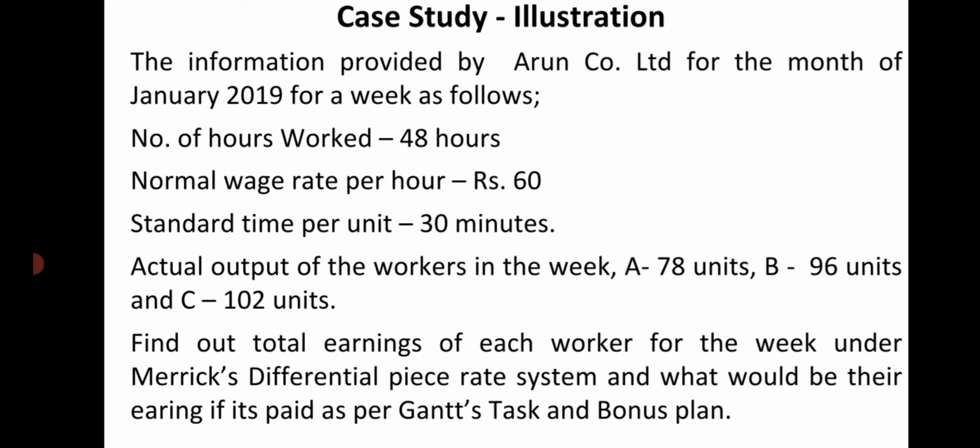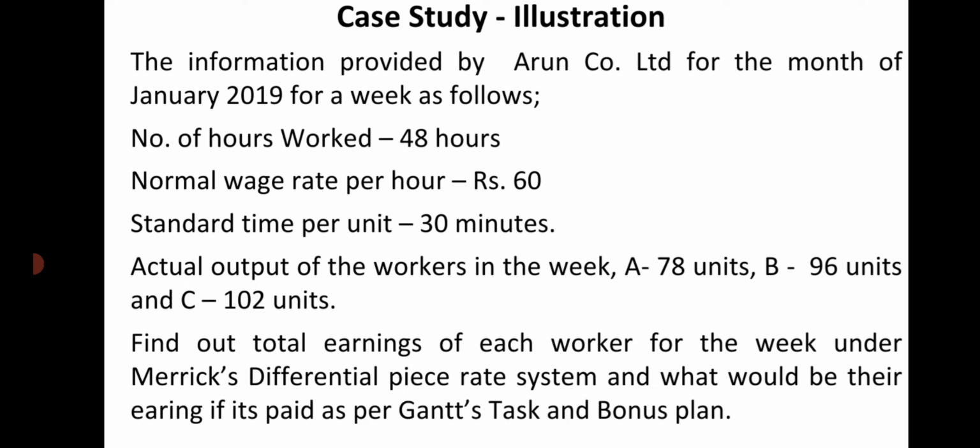Case study. Illustration. The information provided by Arun Company Limited for the month of January 2019 for a week is as follows. Number of hours worked: 48 hours. Normal wage rate per hour: 60 rupees. Standard time per unit: 30 minutes. Actual output of workers in the week: A 78 units, B 96 units, C 102 units. Find out the total earnings of each worker for the week under Merrick's differential piece rate system, and what would be their earnings if Gantt's task and bonus plan is applied.